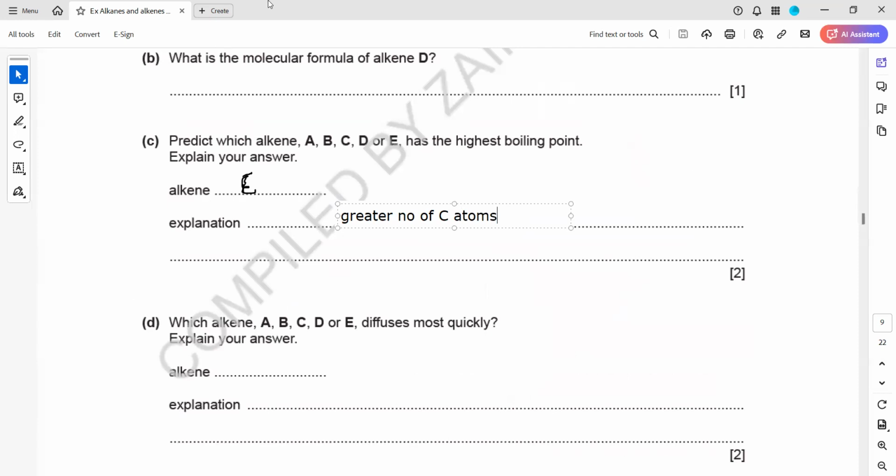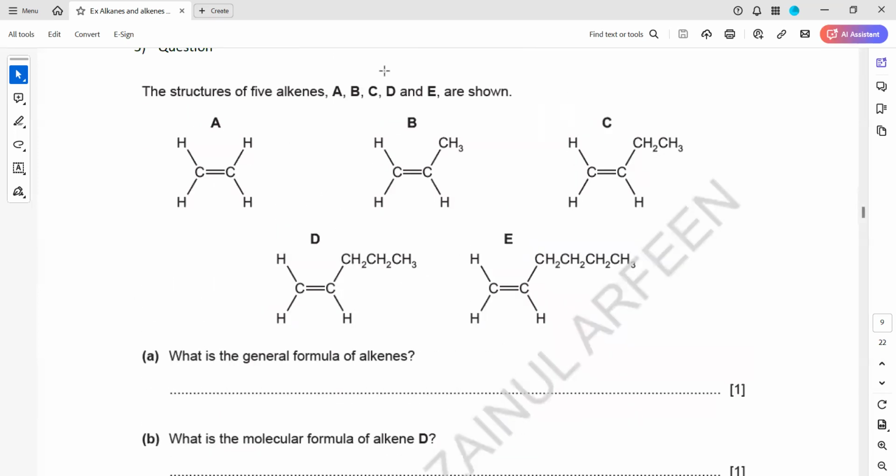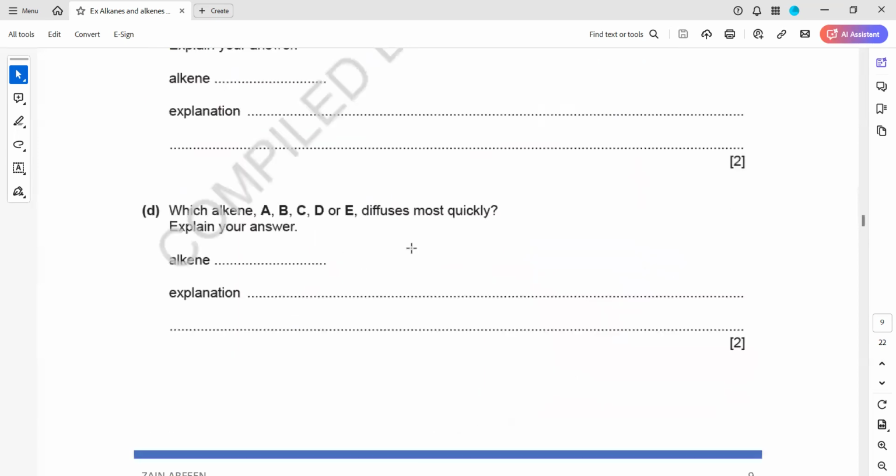Which is most likely to diffuse? Lighter molecules diffuse faster. When we check which has the least number of carbon atoms or the smaller mass, that will be A, as it contains only 2 carbon atoms and 4 hydrogen atoms. So it will be A here, and the reason is it has the lowest mass.